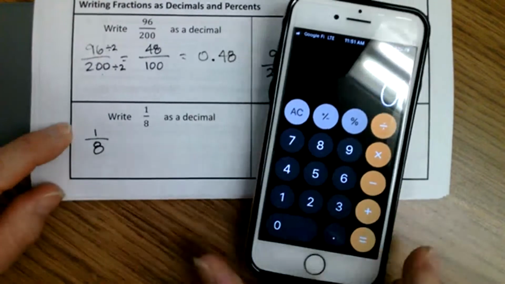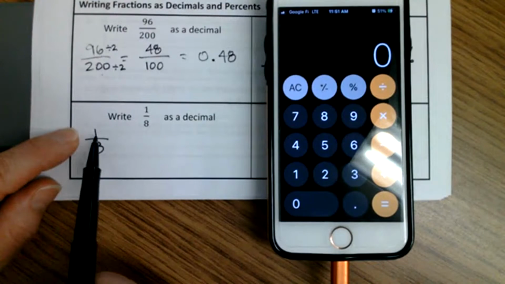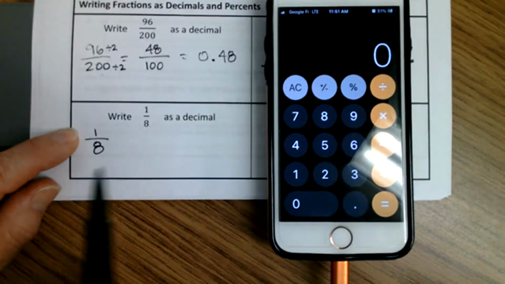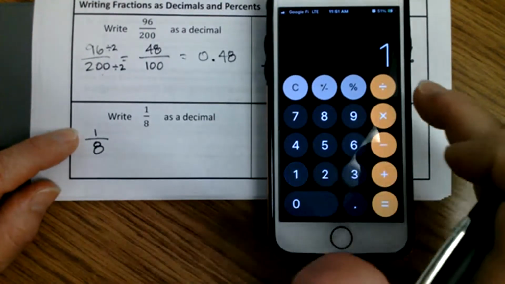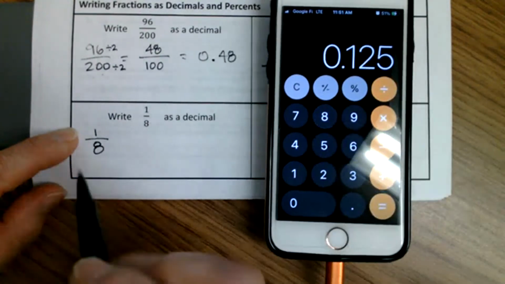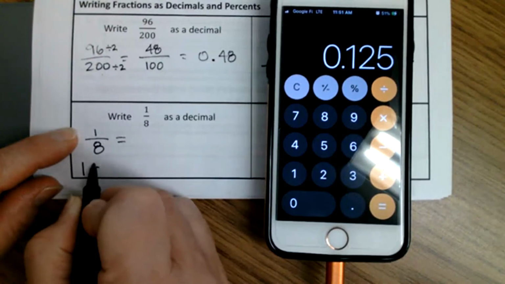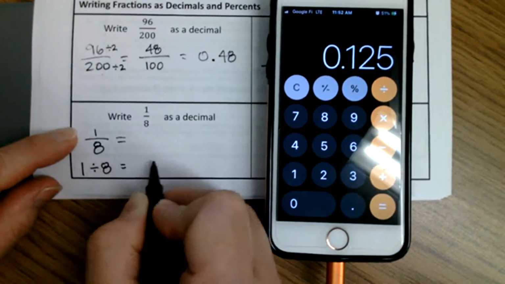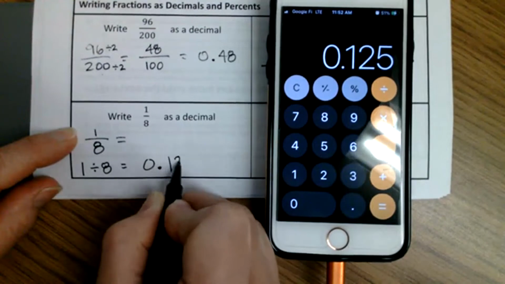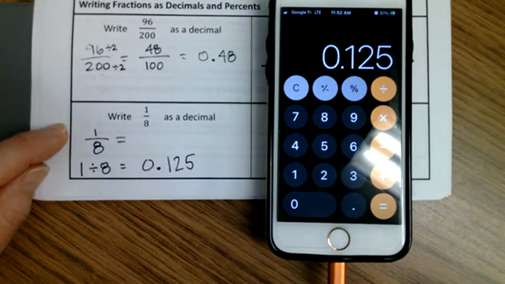So you have one piece, and the whole was cut into 8 pieces, and you have one piece out of 8. So as a decimal, we would go 1 divided by 8, and we would get the decimal. Okay, so we would do 1 divided by 8, and we get 0.125. That is the decimal of 1/8.